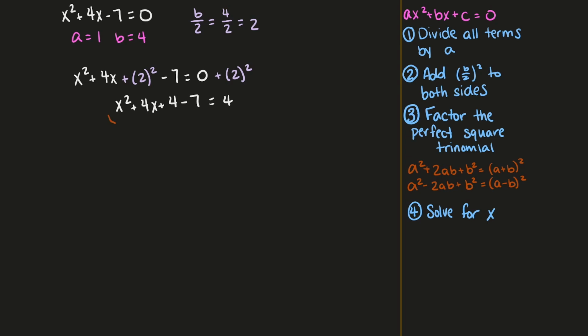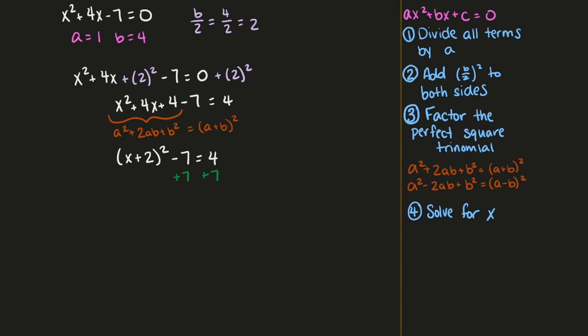Now x squared plus 4x plus 4 is our perfect square trinomial. And this one is in the form a squared plus 2ab plus b squared, which means when we factor it, we're going to get a plus b squared. So that's why finding our b over 2 term is helpful, because I know my a is x and my b is 2. So this becomes x plus 2 squared minus 7 equals 4. Now we can solve for our x.